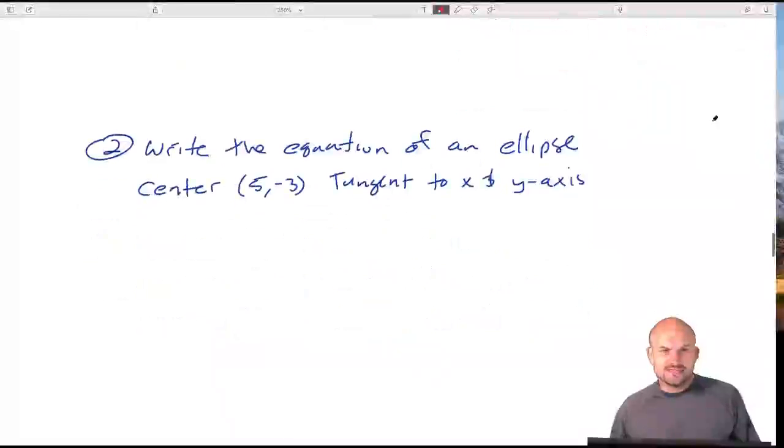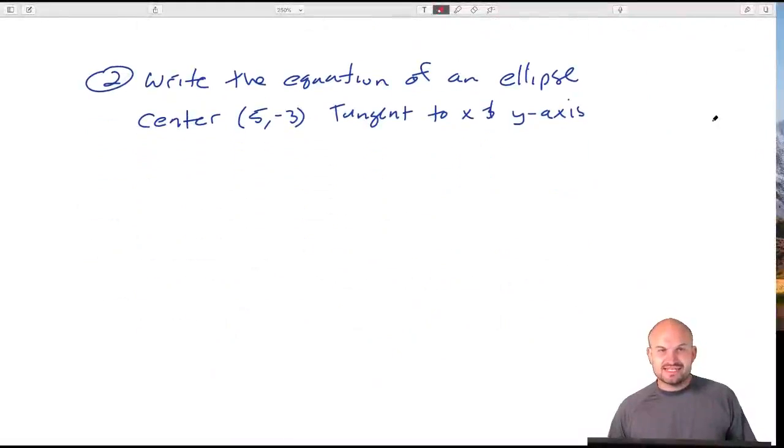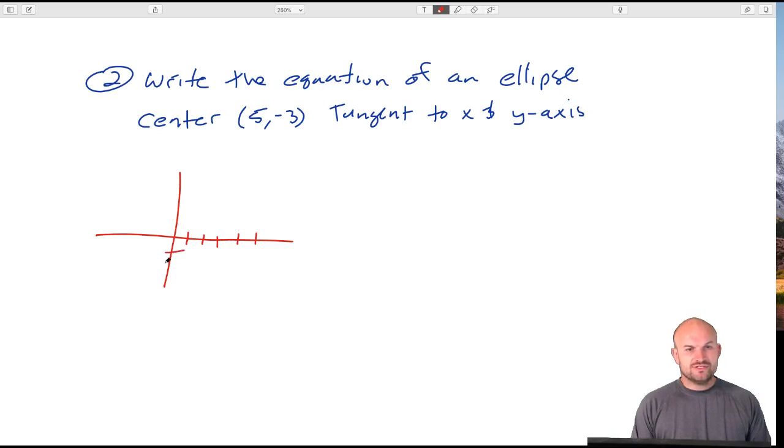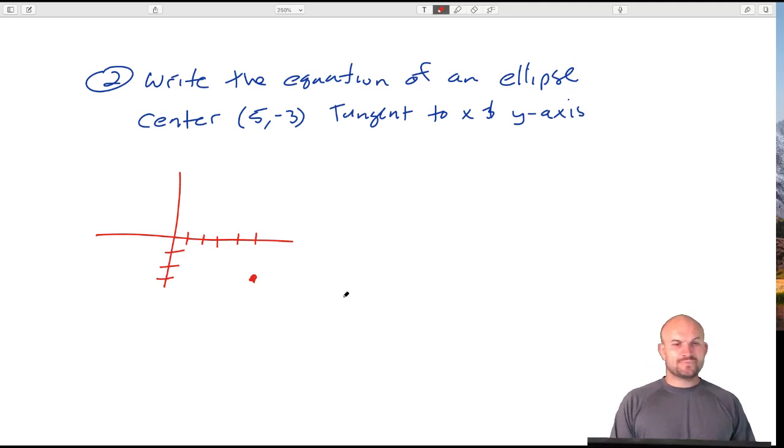All right, the next one says write the equation of an ellipse given the center. Whenever I'm writing the equation, I always tell the students to just draw it. So 1, 2, 3, 4, 5, and then 1, 2, 3. Okay, so that's the center.